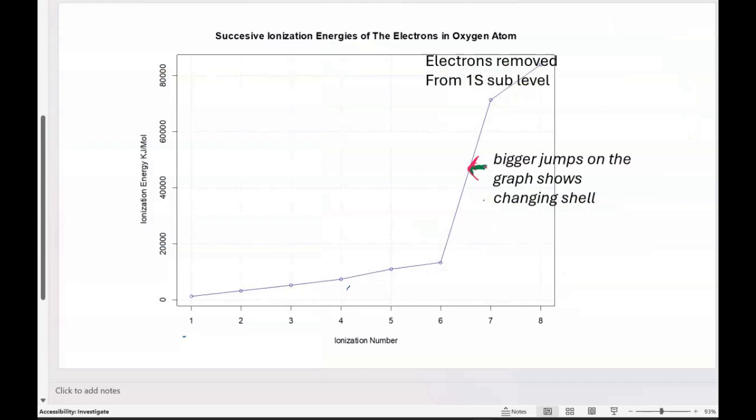This graph shows successive ionization energies of oxygen. You can notice a significant jump after removal of the 6th electron. The 7th electron is removed from an inner shell which is much closer to the nucleus. Therefore, a lot of energy is needed to remove the 7th electron. So this graph indicates oxygen has 2 shells: an inner shell and the valence shell.